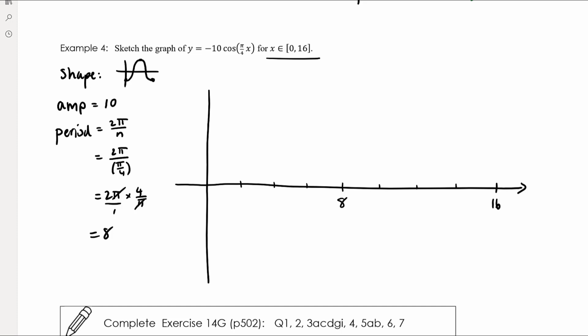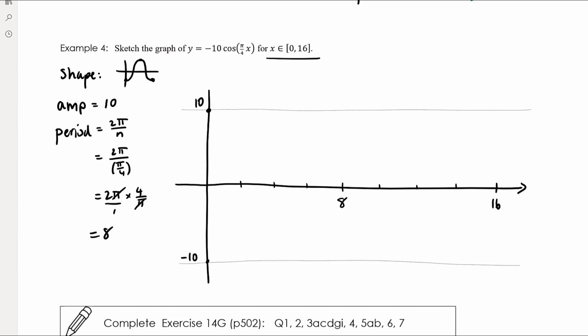Okay, let's plot out our points. So let's put some guidelines in. So amplitude is 10. Again, doesn't really matter where we draw it as long as we have the same distance above and below our x-axis. As a rough idea, so that point there is therefore 10 and this is negative 10. Okay, go back to your shape now.